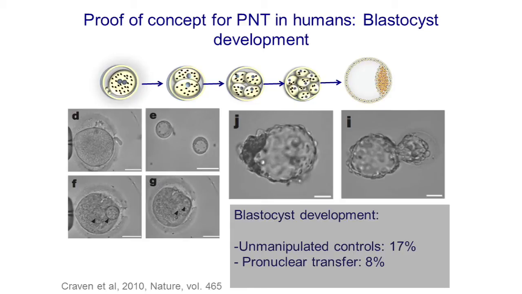The question is, would they develop to blastocyst stage? For our unmanipulated controls, we had 17% development of blastocyst, and that's much lower than normal. For normally fertilized eggs, we get about 50% development to blastocyst stage, but because these are abnormally fertilized, they had a low capacity for onward development. With our pronuclear transfer, we got 8% development to blastocyst stage. So there's about a 50% drop-off. But nonetheless, we thought that was enough of an indication to say we should investigate this a bit further.